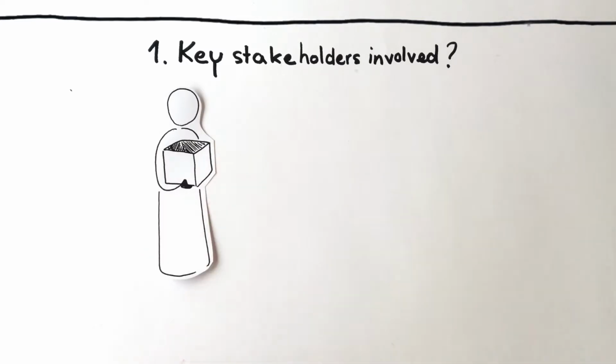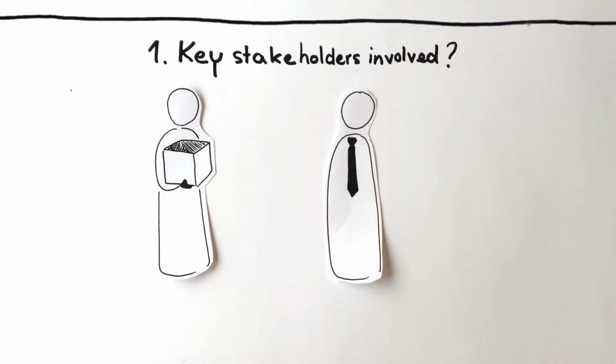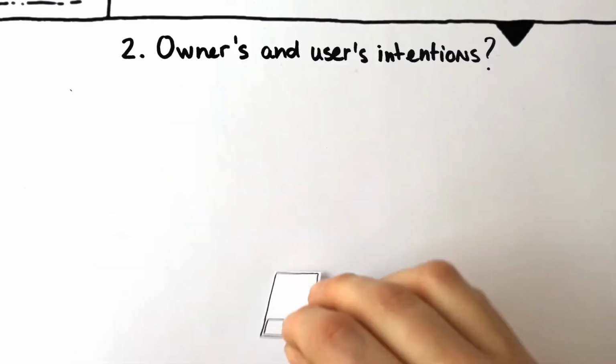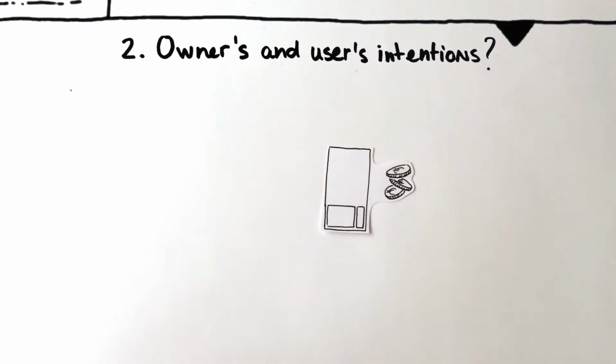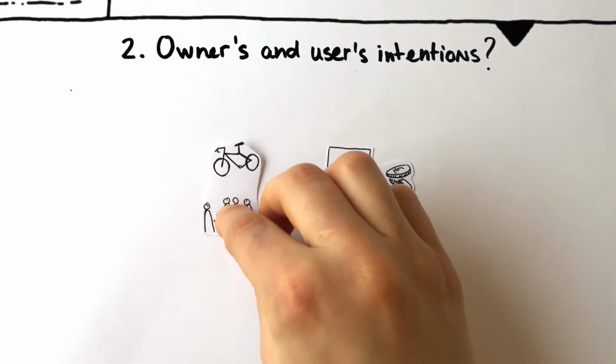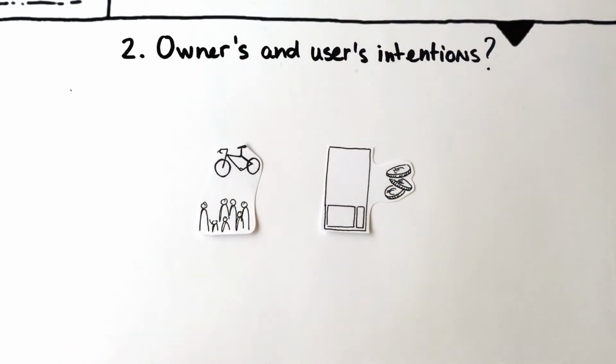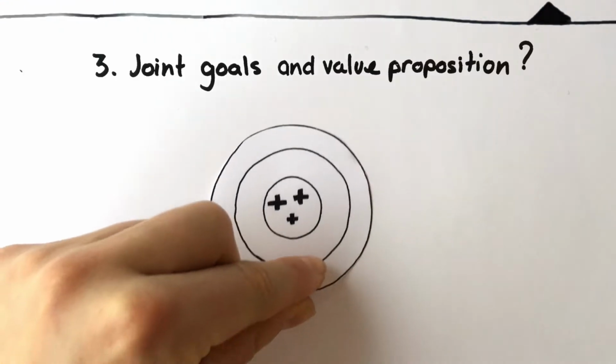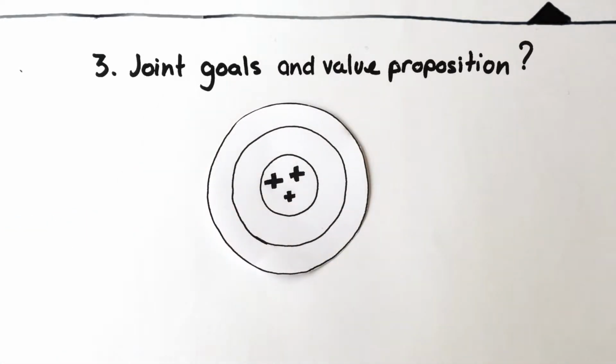Who are the key partners, temporary user candidates, vacant space owners? What are the owner's intentions, and what temporary use are they offering? What are the user's intentions, and what do they want temporary use for? What are the common goals? What kind of value do you both intend to create, and who may benefit from it?